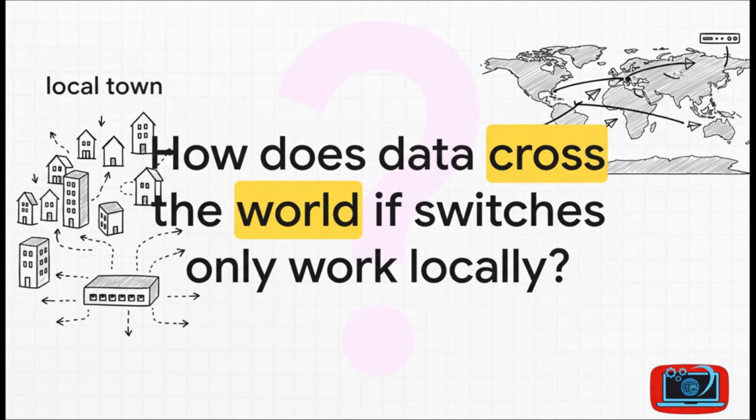So, what's the bottom line here? Switches are the undisputed masters of the local network. They're like hyper-efficient mail carriers for a single town. But what happens when your data needs to go to a different city or even a different country? How does it cross oceans and continents? Well, that is a job for a completely different device. And that's a story for another time.